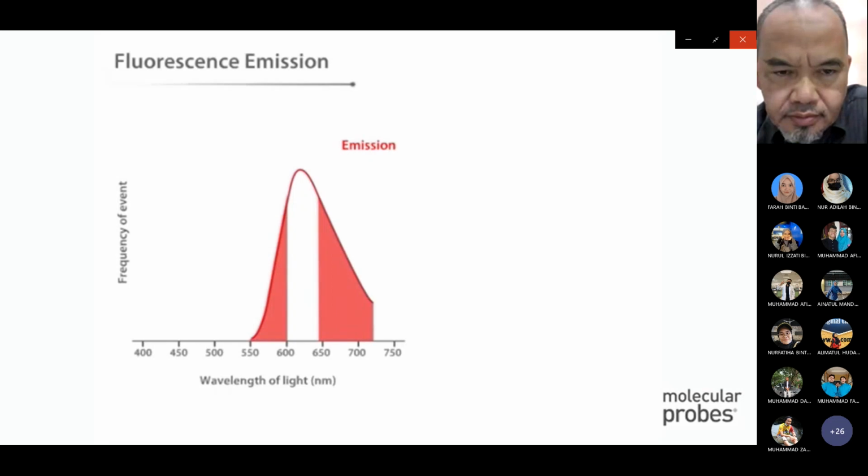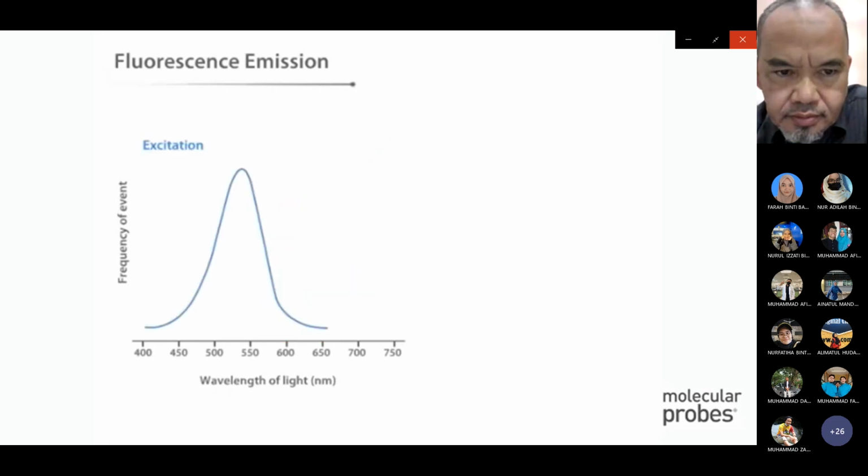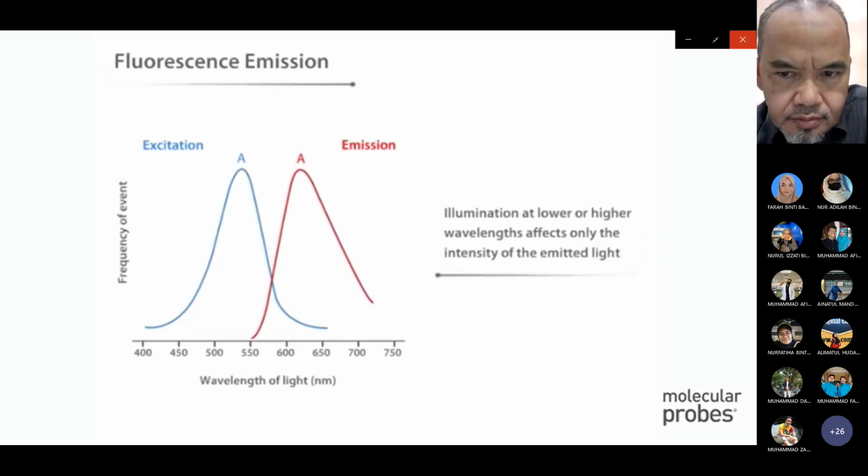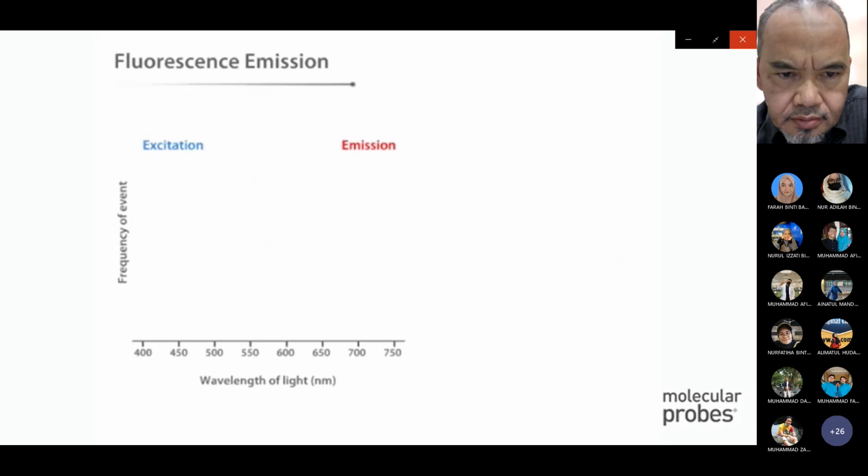However, this light will be less intense. It is important to remember that although illumination at the excitation maximum of the fluorophore produces the greatest fluorescence output, illumination at lower or higher wavelengths affects only the intensity of the emitted light. The range and overall shape of the emission profile are unchanged.